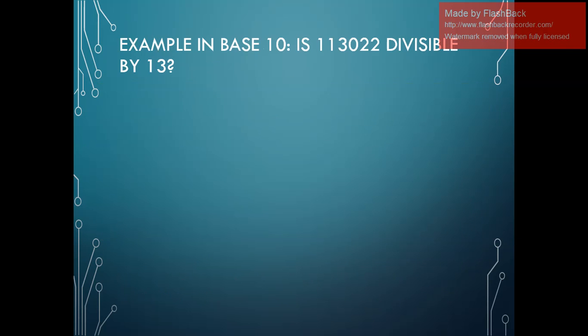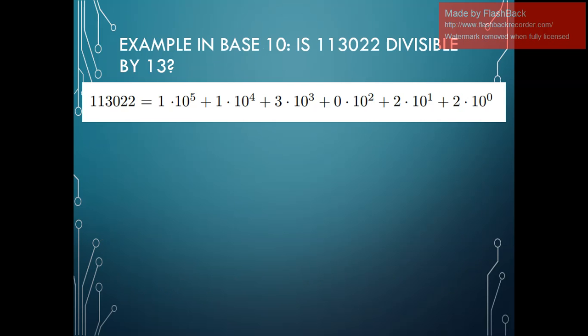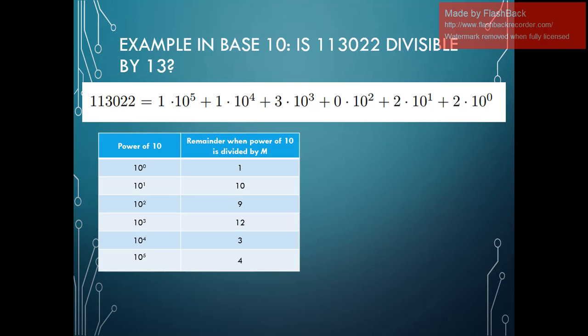The first example is in base 10. We would like to find out whether the number 113,022 is divisible by 13. So, the first step is to write it out in its general form, which is denoted at the top of the slide. The next step is to work out the remainder when each power of 10 is divided by 13. The answer to these can be found in the second column of the table.